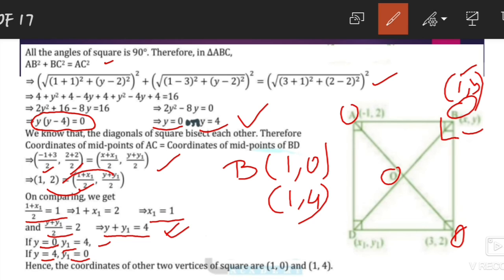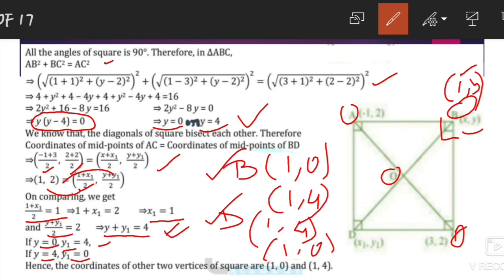Okay, that means you are getting the coordinate of B as 1 comma 0 or 1 comma 4, and similarly you are getting two values for the coordinate of D point. One is 1 comma 4, another one is 1 comma 0. As you can see in B and D, if you look at the coordinates of B and D, the two values for the coordinates of B and D are the same, 1 comma 0 and 1 comma 4.